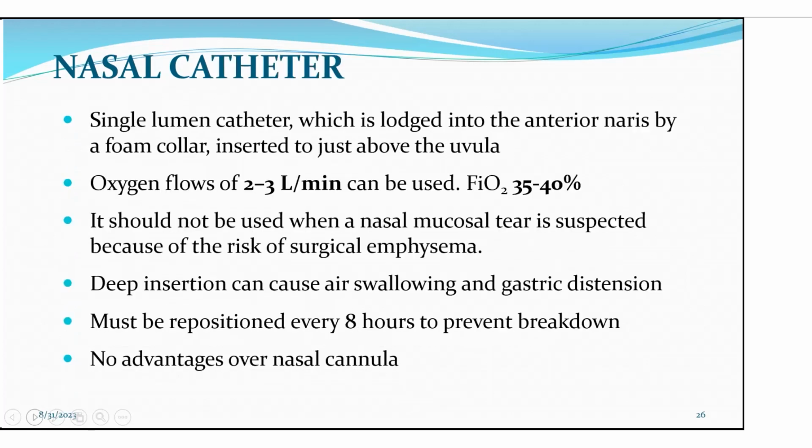When you come to nasal catheter, it is a single lumen catheter, which is lodged into an anterior nares by a foam collar, inserted to just above the uvula. Oxygen flows of 2 to 3 liters per minute can be used with fraction inspired between 35 to 40%. It should not be used when a nasal mucosal tear is suspected because of the risk of surgical emphysema. Deep insertion can cause air swallowing and gastric distension. Must be repositioned every 8 hours to prevent breakdown.